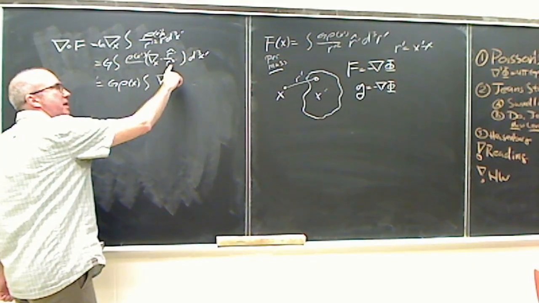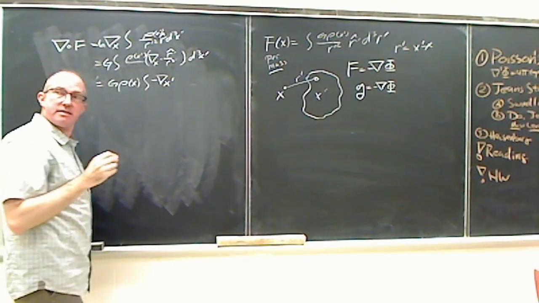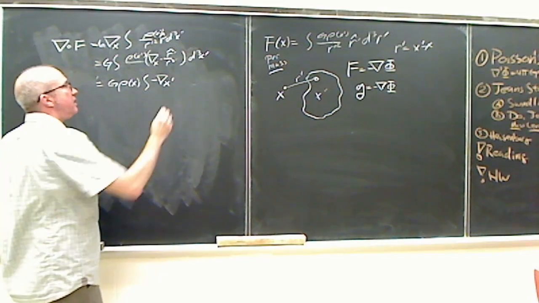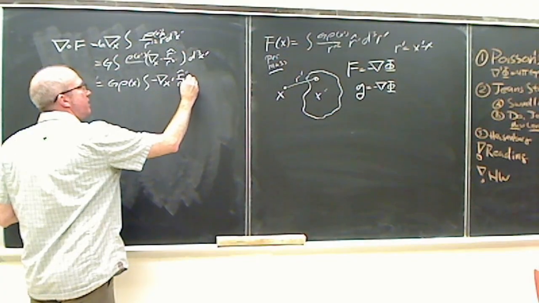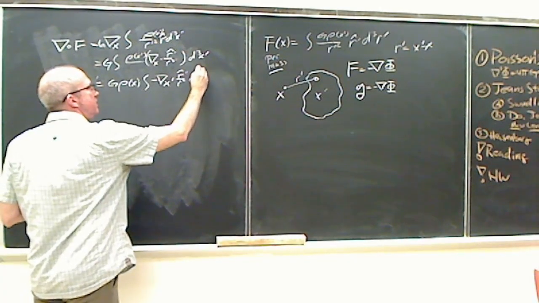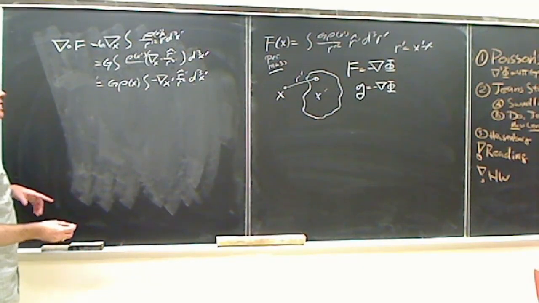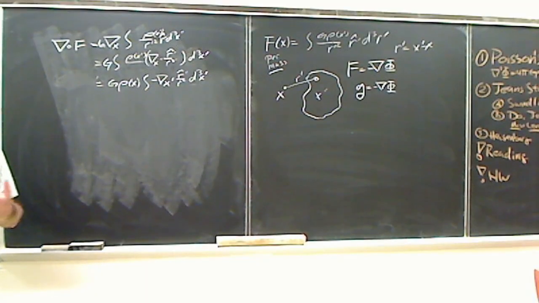Because this is anti-symmetric, I can change this x to an x prime and I pick up a minus sign. Does that make sense? Times r hat prime over r prime squared, d cubed x prime. And now I have a full derivative inside a volume integral. What do? Gauss's law. Make it a surface integral, right?